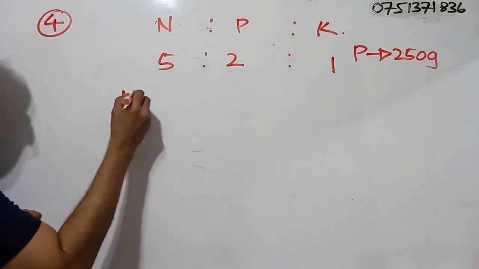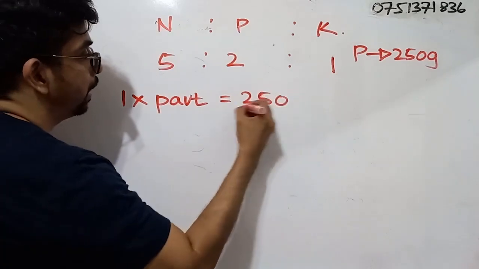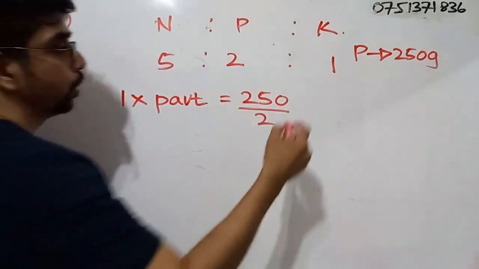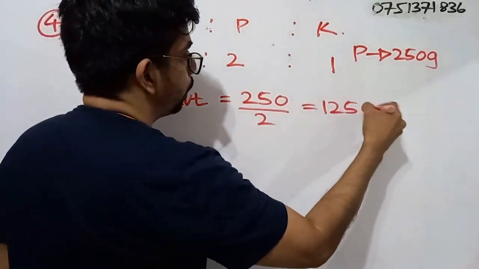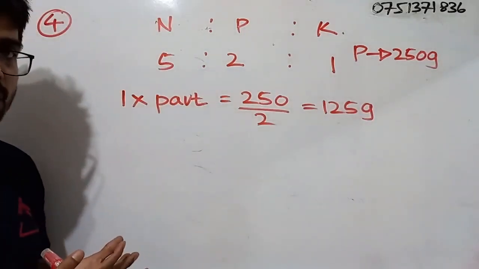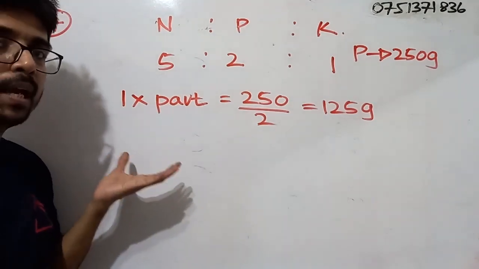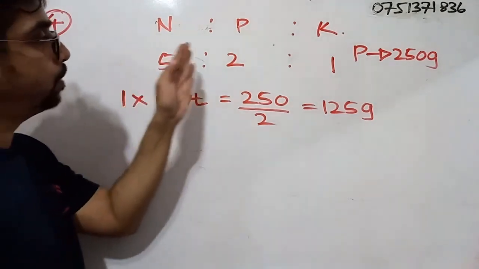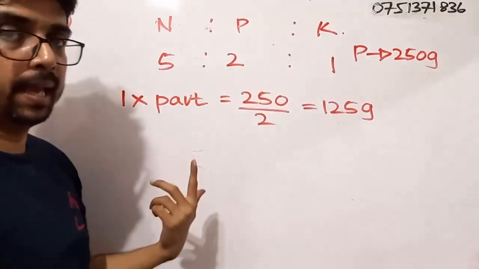Then what is the value of one part? Simply take 250 and divide it by 2. So what do we get? 125 grams. We need to calculate the total mass now. How many parts are here in total? 5 plus 2 plus 1, which is 8.